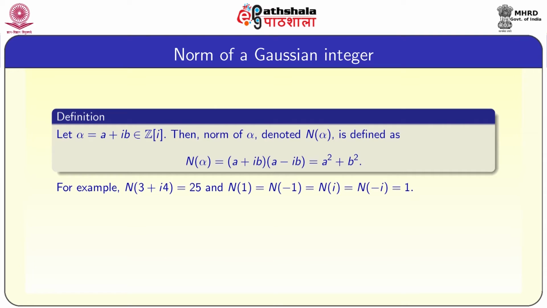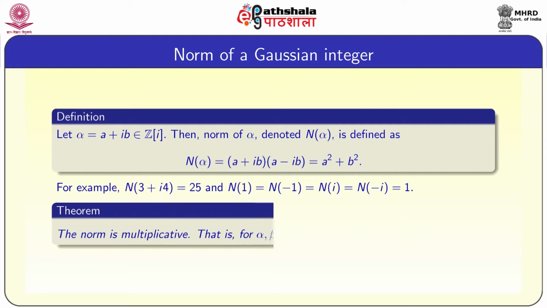For example, the norm of 3 plus 4i is equal to 25, because 3 squared plus 4 squared is 25. And the norm of 1, that is 1 plus i times 0, or the norm of minus 1, that is minus 1 plus i times 0, or the norm of i, that is 0 plus i, or the norm of minus i, that is 0 plus 1 times minus 1 times i. All these norms are equal to 1.